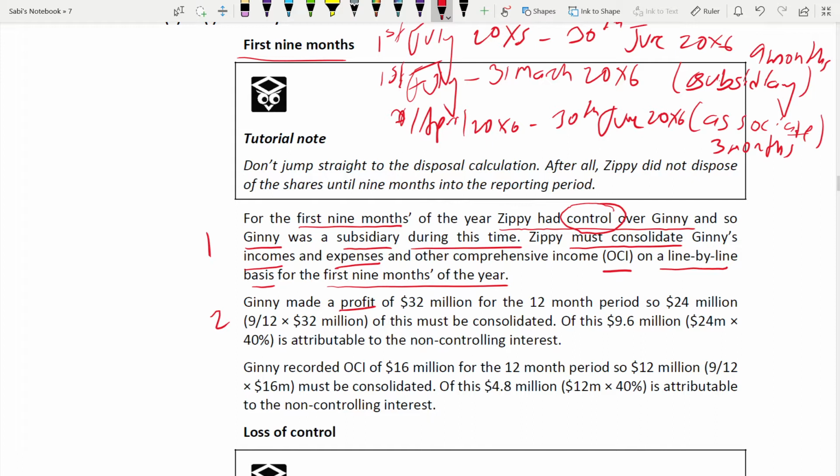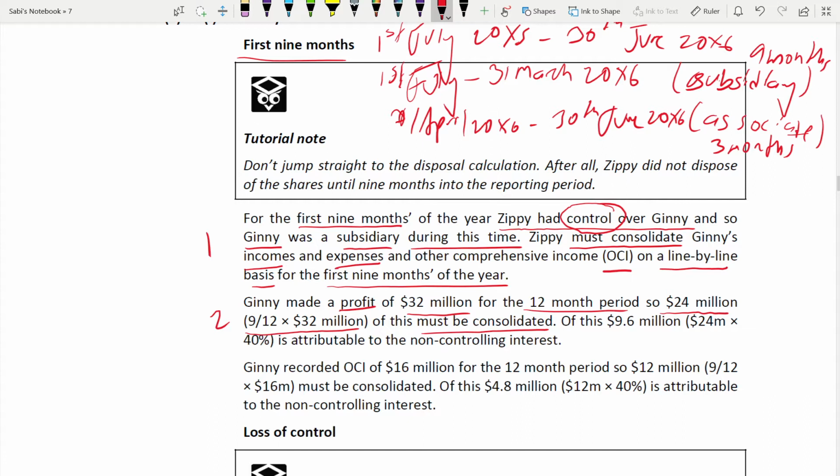So Guinea made a profit of how much? 32 million for the 12-month period. Please mention the time period when you are doing time apportioning, that this profit is for this much, so I am time apportioning it, the profit is now this much. So first for the 12 months, 32 million. So how much will it be for the 9 months? Working is here. Just take 9 months of 32 million, okay, which is 24 million now. So this must be consolidated, not the 12-month period's profit of 32 million. No, 9 months of that 32 million should be consolidated, which is 24 million. Understood?